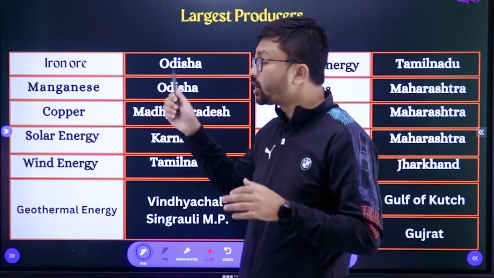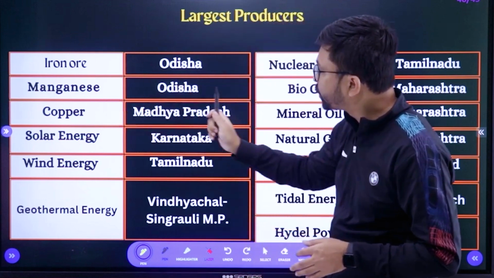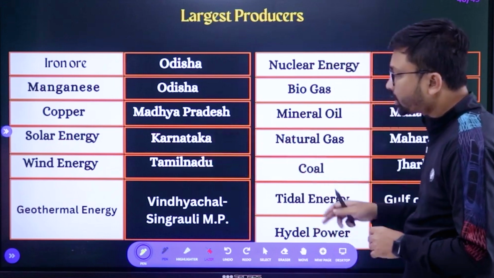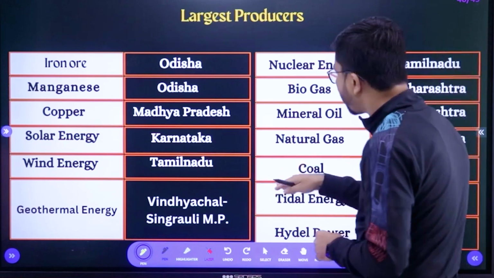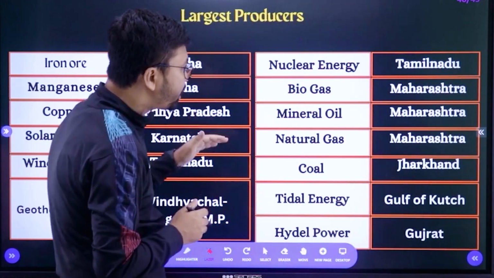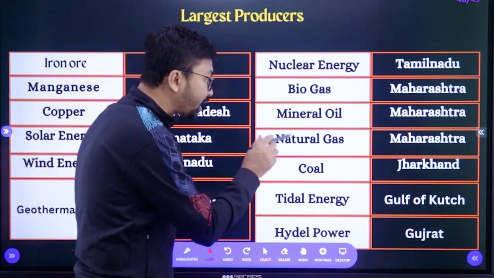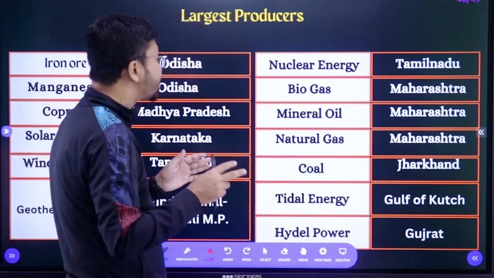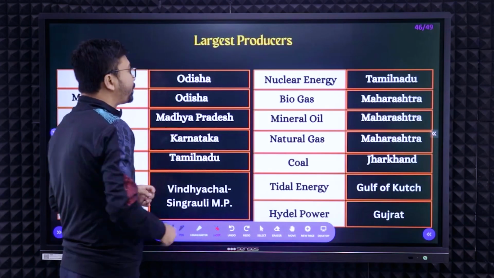So the largest producer, that for MCQ is very, very important. Iron ore, Odisha. Manganese, Odisha. Copper, Madhya Pradesh. Solar energy, Karnataka. Wind energy, Tamil Nadu. Geothermal energy, Vindhyachal and Singrauli, MP. And nuclear energy, Tamil Nadu. Biogas, Maharashtra. Mineral oil, Maharashtra. Natural gas, Maharashtra. Coal, Jharkhand. Tidal energy, Gulf of Kutch. And hydel power, Gujarat. So those are the largest producing areas, or you may say states, right? You need to remember those things.